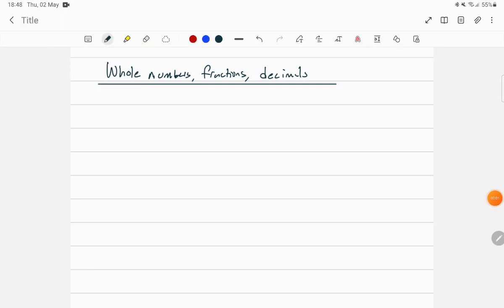So in our first section, we will look at our calculations with respect to whole numbers, fractions, and decimals. To start us off, let's first have a look at our operations on whole numbers. This is your standard calculations that you're familiar with. That's your adding, subtracting, multiplication, and division.